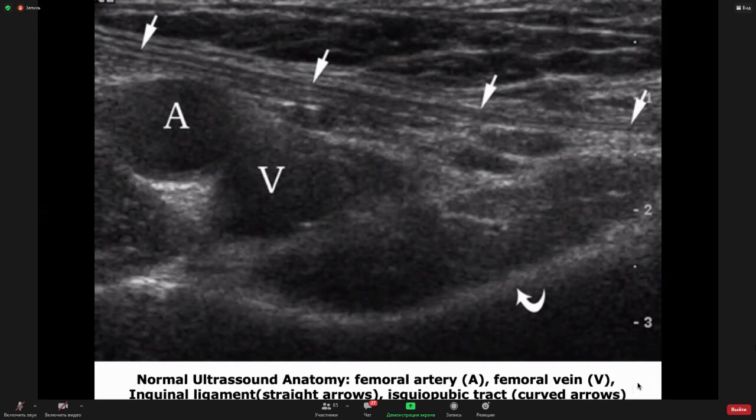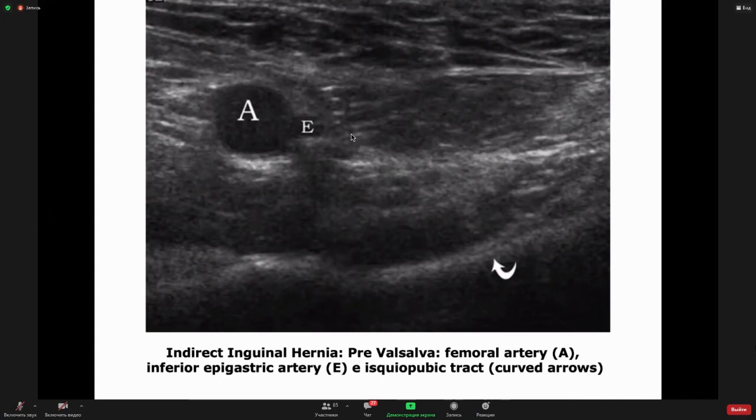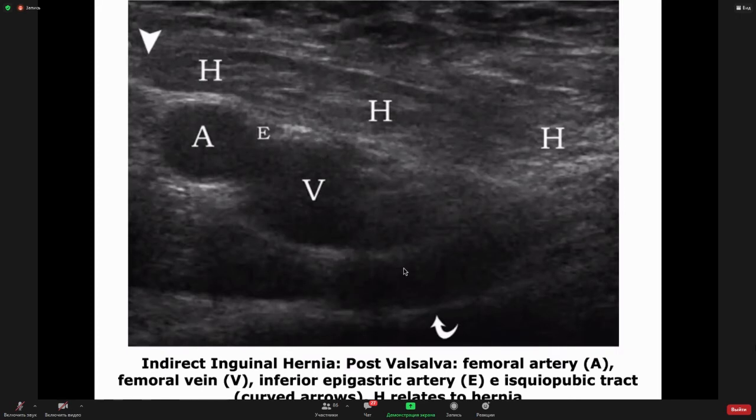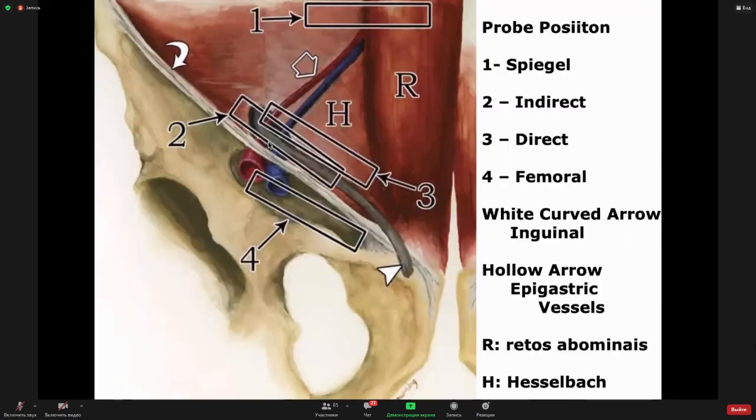This is a normal ultrasound anatomy. This is pre-Valsalva. You can see the inferior epigastric artery, which is our landmark. And here you can see the hernia protruding on the top of everything and lateral to the inferior epigastric vessels.